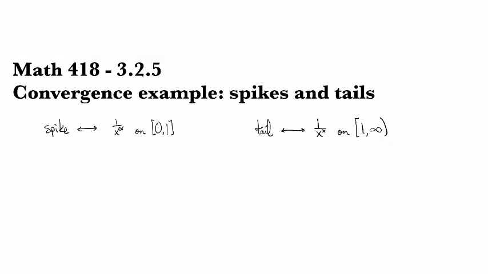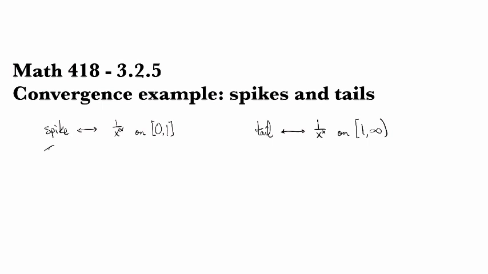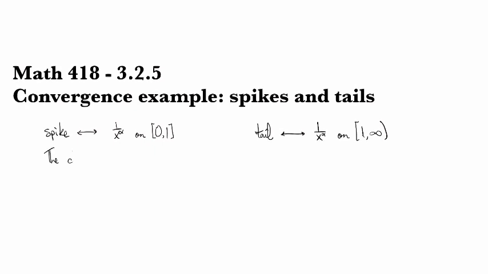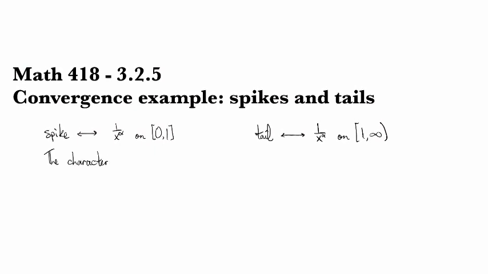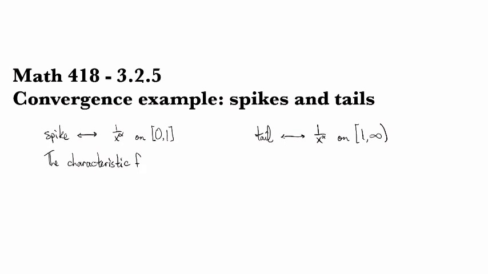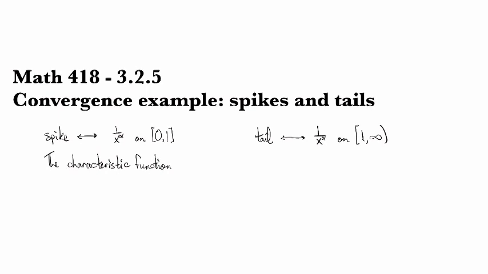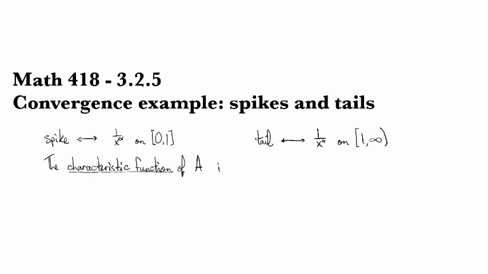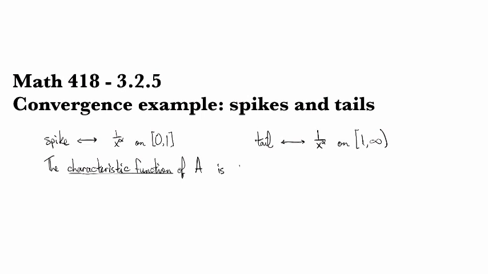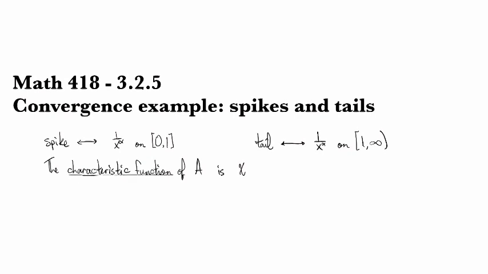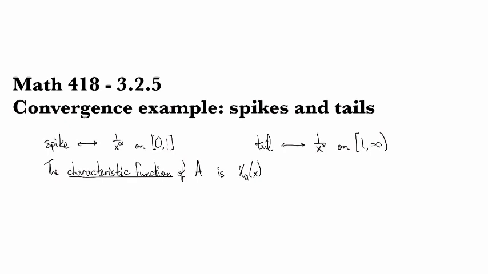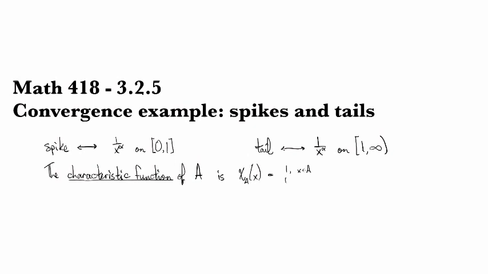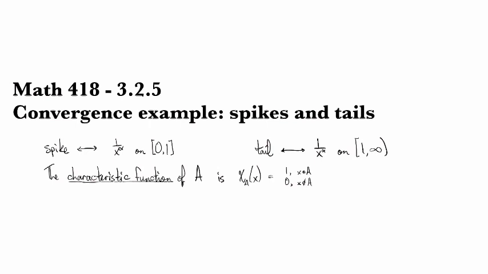And for L2 convergence, we're looking at integrals, right? So for this, I'm going to look at cutoff versions of spikes and tails. I'm going to use this notation: the characteristic function of a set A, which we'll denote with a chi, for characteristic, the Greek version of ch. The characteristic function of A is 1 if x is in A, and it's 0 if x is not in A.